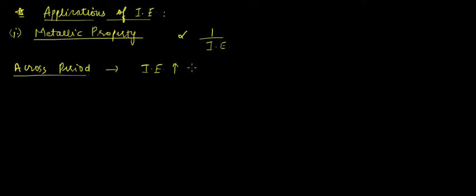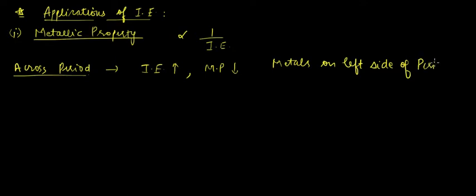So ionization energy increases, so metallic property across the period would decrease as we go from left to right, and metals are placed on the left side of the periodic table, and non-metals and metalloids are placed on the right side of the periodic table. So as ionization energy is increasing, that's probably the reason why we are placing metals on the left side of the periodic table, and non-metals and metalloids are placed on the right side.